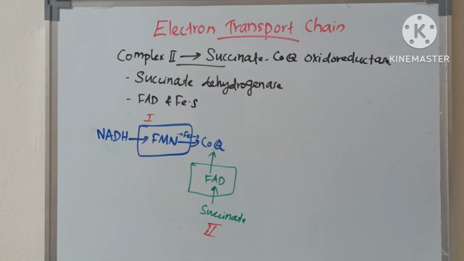Coming to complex 2, complex 2 is known as succinate coenzyme Q oxidoreductase. It is also called succinate dehydrogenase. It has two prosthetic groups, FAD and FeS. Here, from succinate, electrons are transferred to FAD, which is converted to FADH2. From FAD to the FeS protein, then to coenzyme Q or ubiquinone. This coenzyme Q is reduced to QH2. So, from succinate to FAD, FAD to FeS, then to coenzyme Q, which is reduced to QH2. That is complex 2.